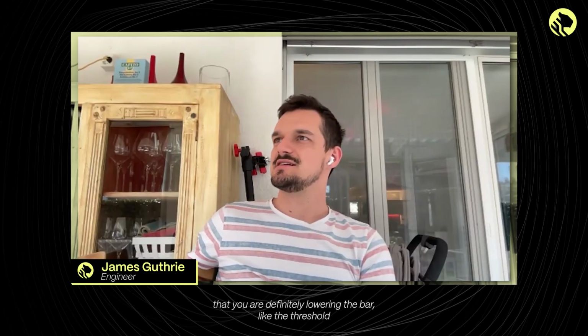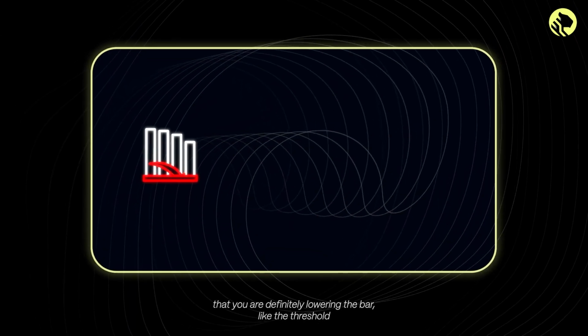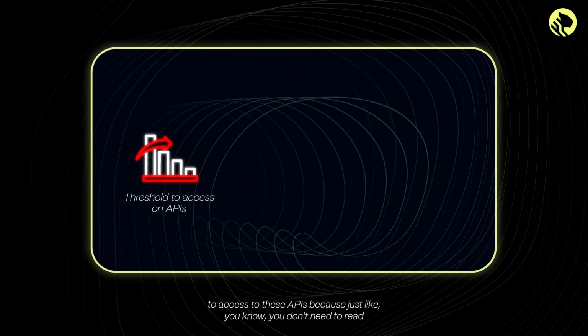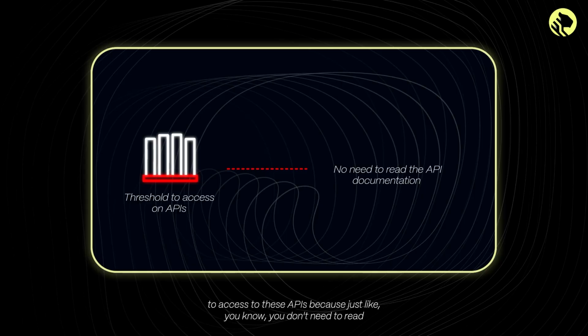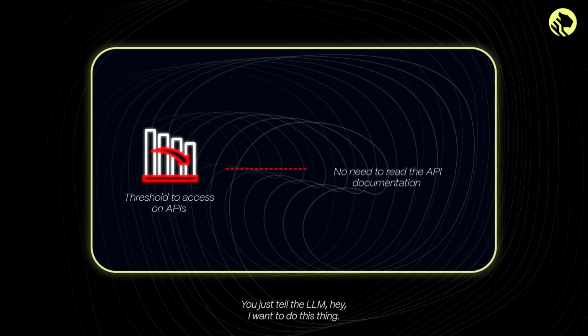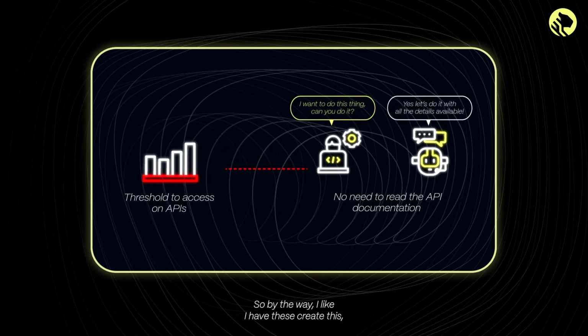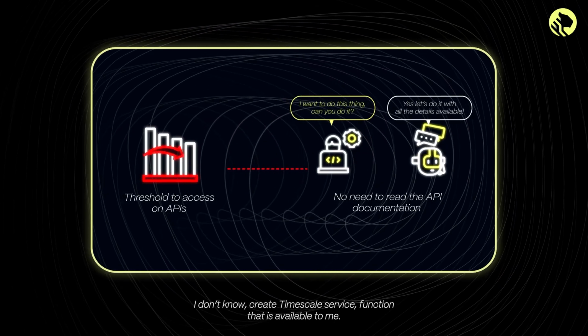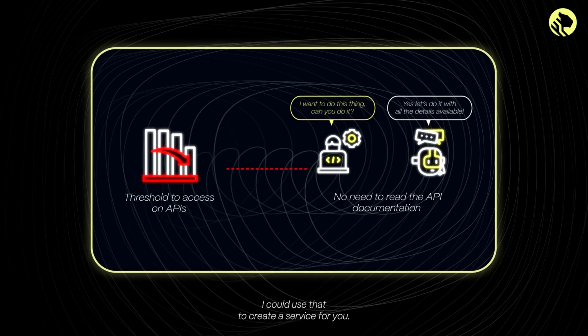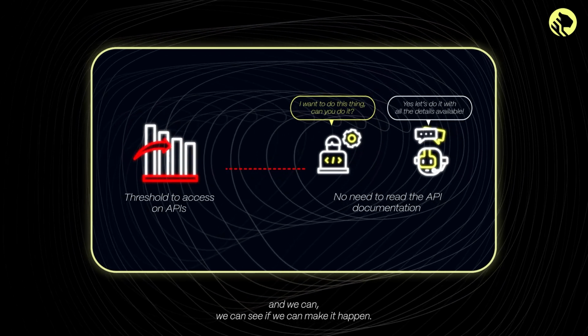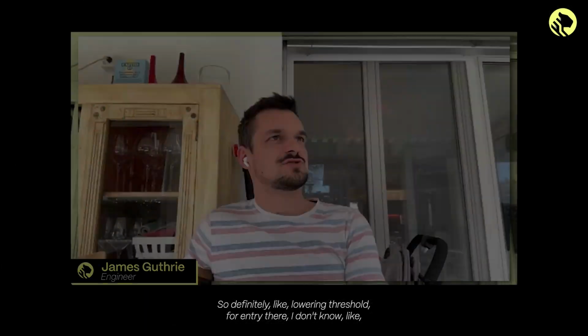And I think there's utility in the sense that you are definitely lowering the threshold to access these APIs, because you don't need to read the API documentation. You just tell the LLM, hey, I want to do this thing. Can you do it? And it's like, oh yeah, by the way, I have this create timescale service function that is available to me. I could use that to create a service for you. I can figure out all the details that you need, and we can see if we can make it happen. So definitely lowering the threshold for entry there.